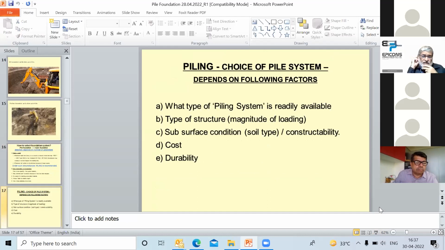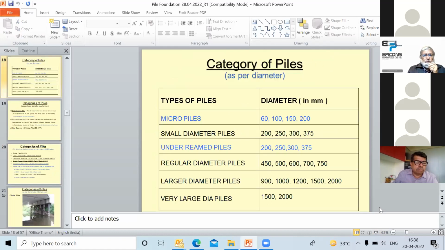Piling. Now, having decided to go for piling with very careful study of the parameters we have seen, we have to decide upon the piling system. The parameters are readily available machinery, type of structure, subsurface condition, cost and durability. And there are categories of piles depending upon the size.